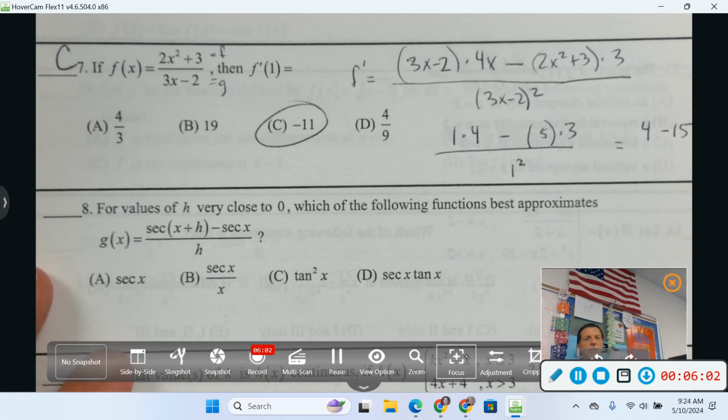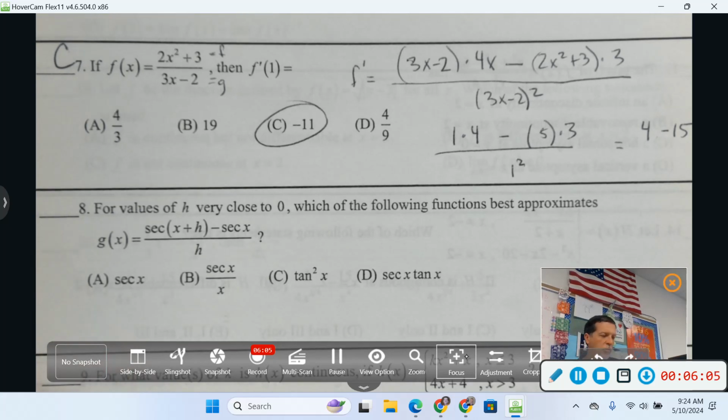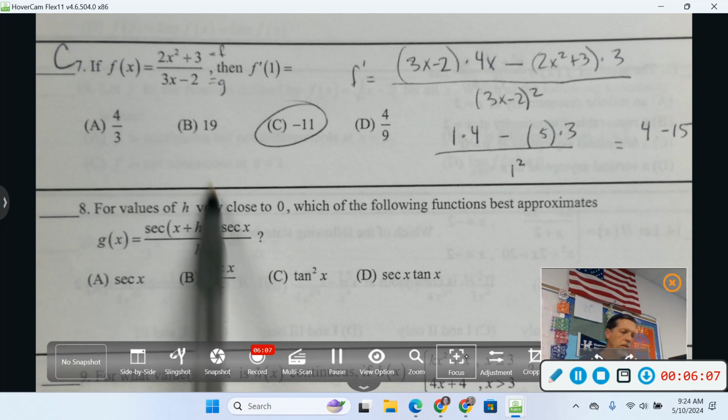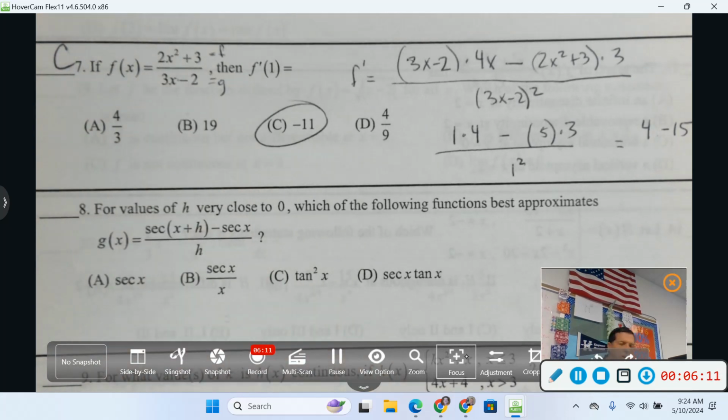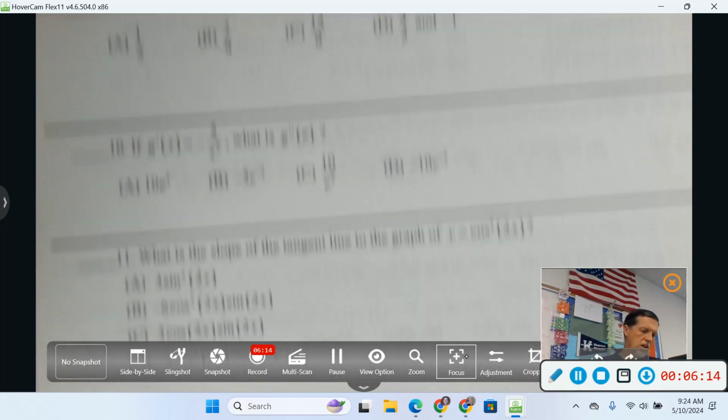Main point of that one was quotient rule. g f prime minus f g prime over g squared. Low d high minus high d low over low squared. Number 10.